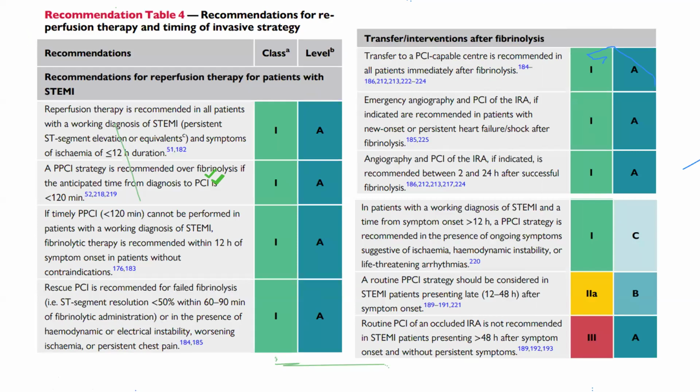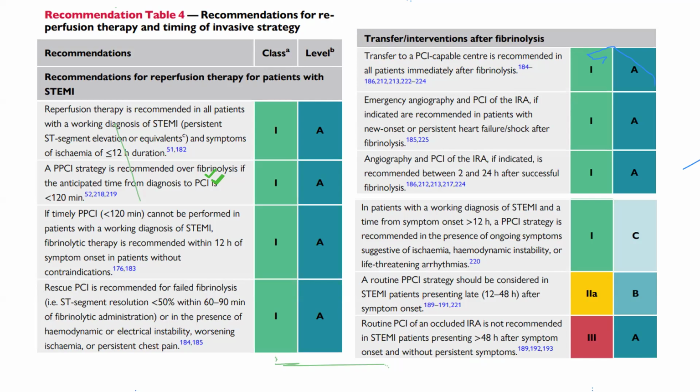Now, with respect to reperfusion therapy and timing of invasive strategies. Reperfusion therapy is recommended in all patients with a working diagnosis of STEMI and symptoms of ischemia less than or equal to 12 hours. So if it is less than or equal to 12 hours, the indication is clear for STEMI. Primary PCI strategy is recommended over fibrinolysis if the anticipated time from diagnosis to PCI is less than 120 minutes. And that is what informs the decision that when the PCI-capable facility is within 120 minutes from where you are, you do not thrombolyze, but you offer a primary PCI by referring the patient to that center.